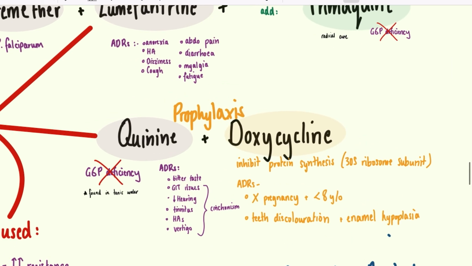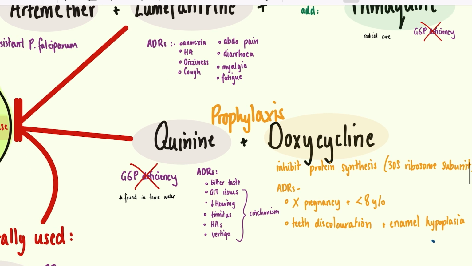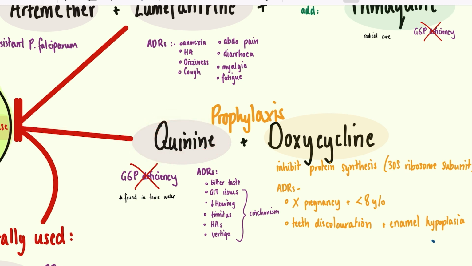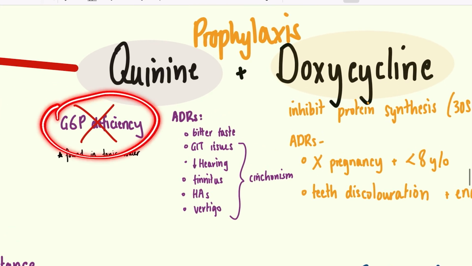Now, another treatment, or prophylaxis in this case, is quinine and doxycycline. Quinine, again, is a heme polymerase inhibitor, whereas doxycycline is a type of antibiotic. Quinine also is contraindicated in G6PD deficiency.